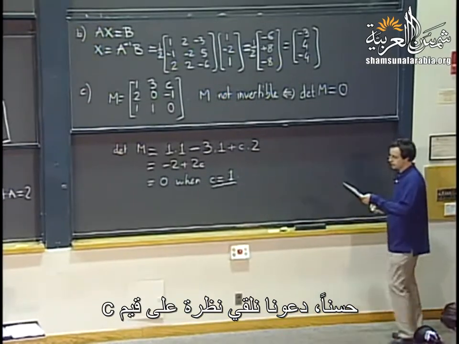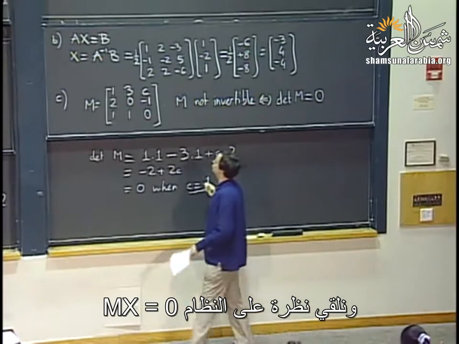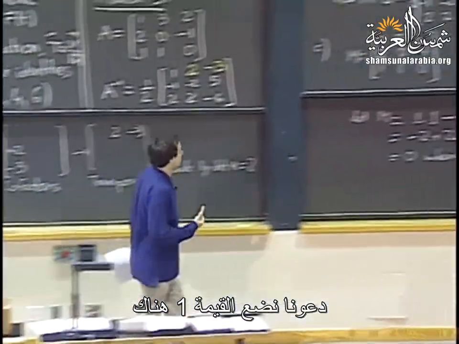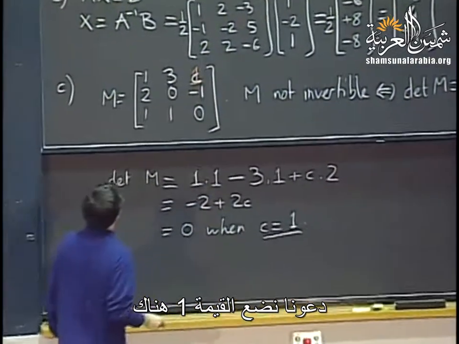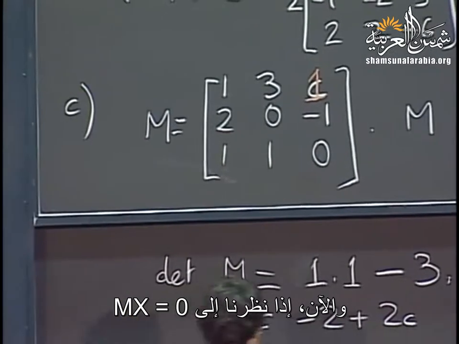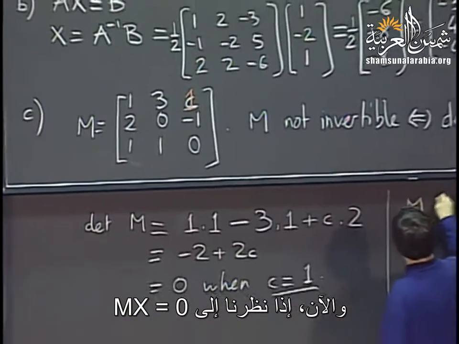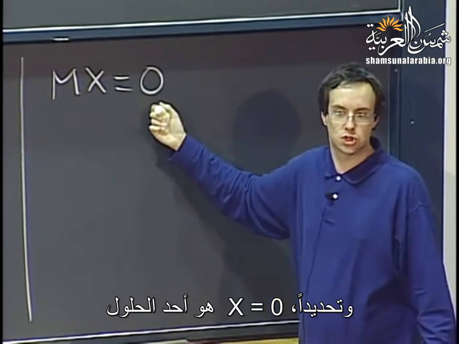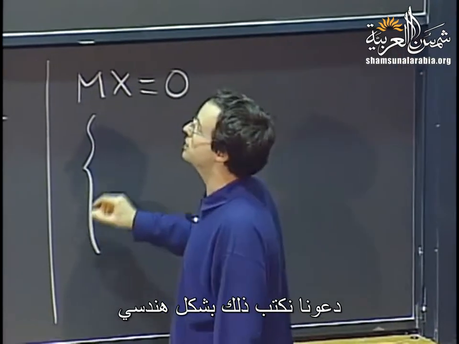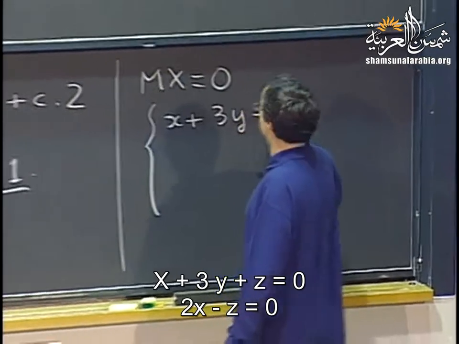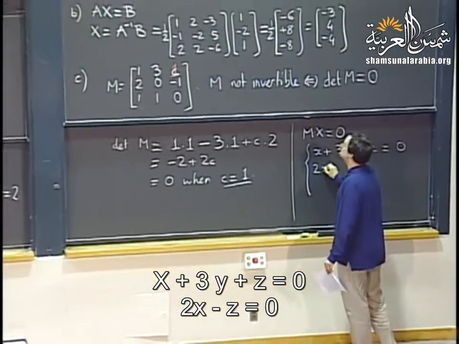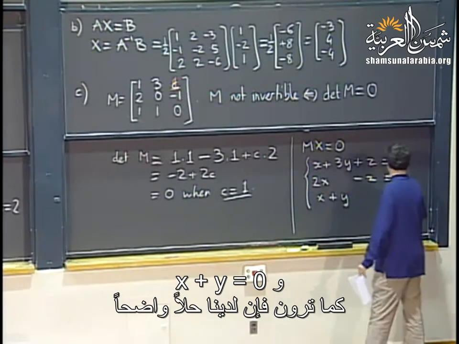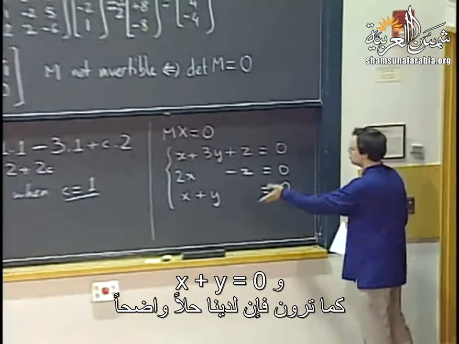Okay, so it goes on to say, let's look at this value of C, and let's look at the system Mx equals 0. So I'm going to put that value 1 in there. Now if we look at Mx equals 0, this has either no solution or infinitely many solutions. But here there's an obvious solution. Namely, x equals 0 is a solution. Maybe let me rewrite it more geometrically. That's x plus 3y plus z equals 0, 2x minus z equals 0, and x plus y equals 0.